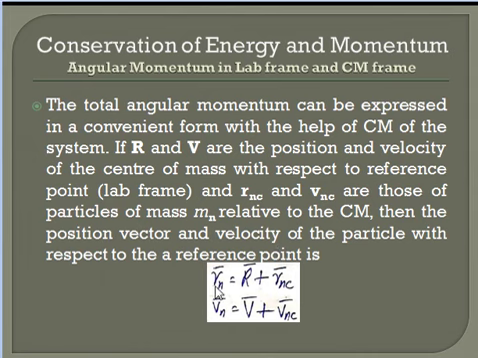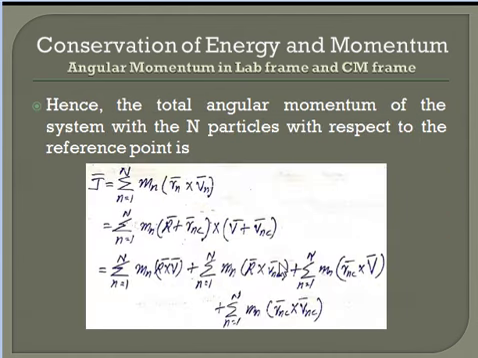then the position and velocity of the particle with respect to the reference point will be, by using the Galilean transformation, Rn equal to Rnc plus capital R. That is, the position of the particle with respect to the reference point is the position of the particle with respect to the center of mass plus the position of the center of mass with respect to the reference point. Similarly, Vn is equal to capital V plus Vnc.